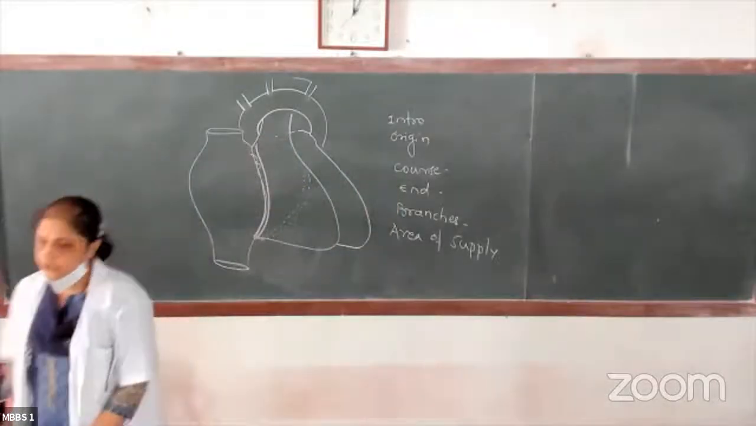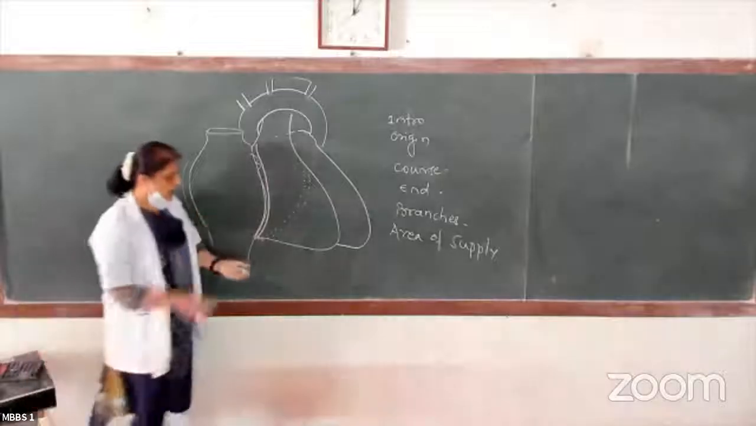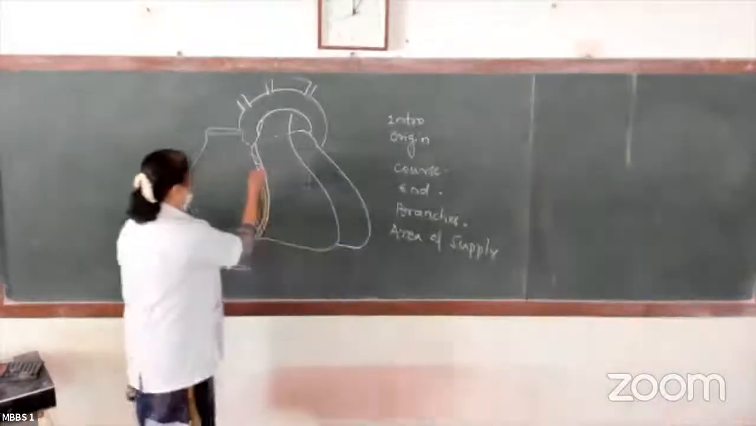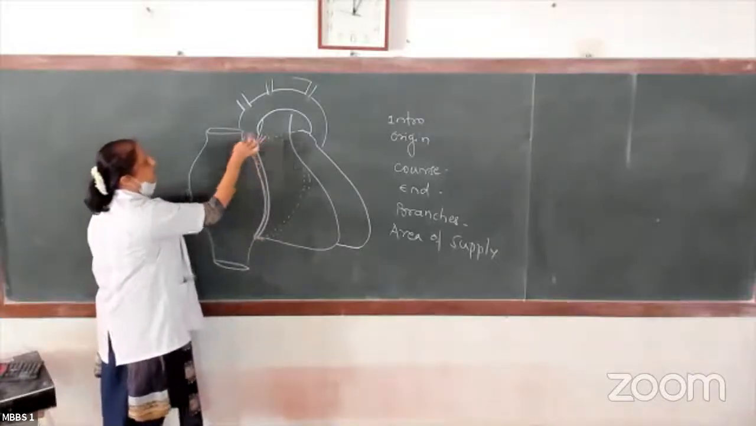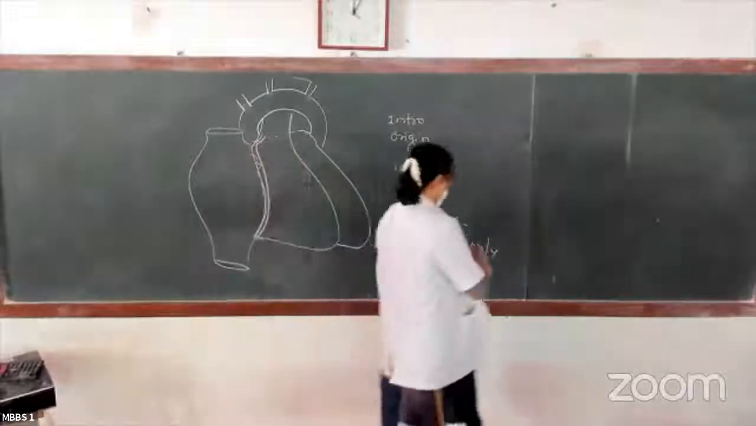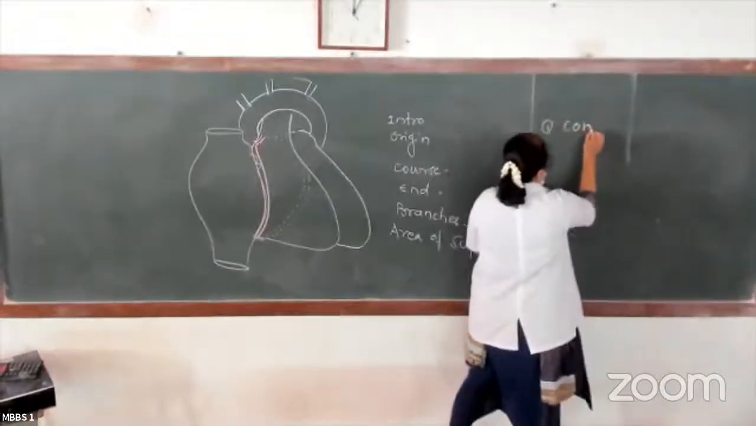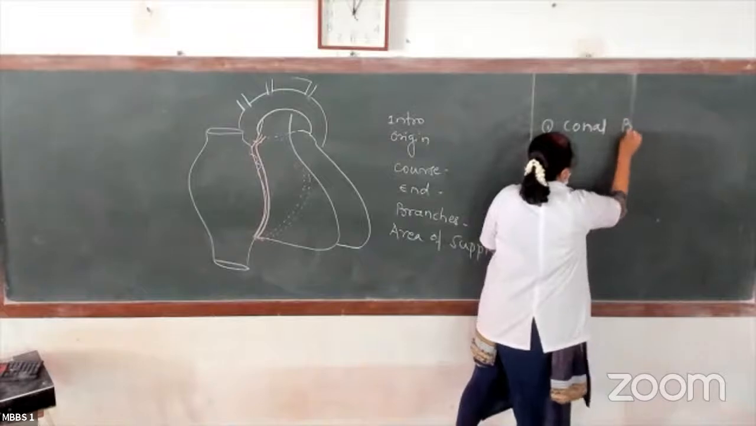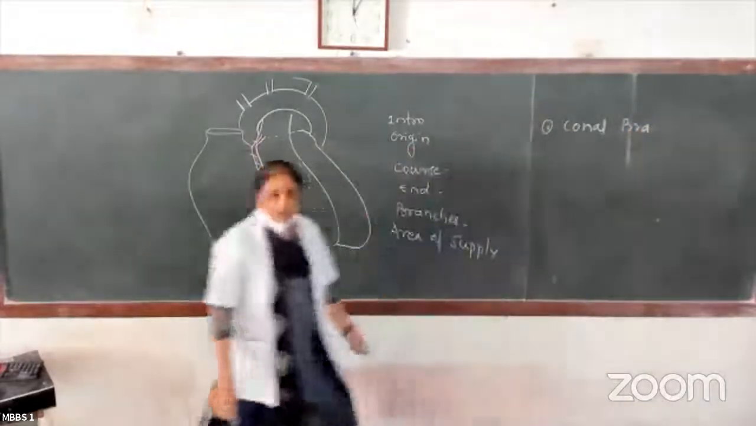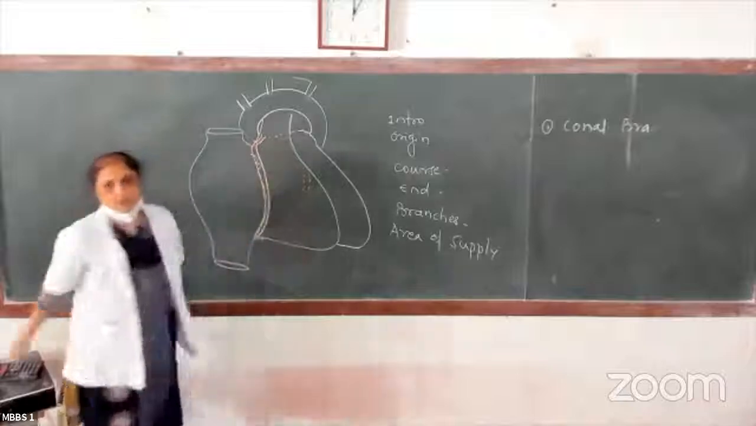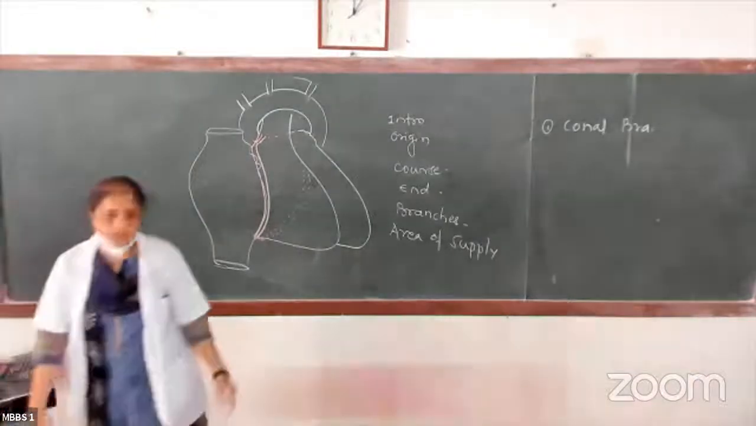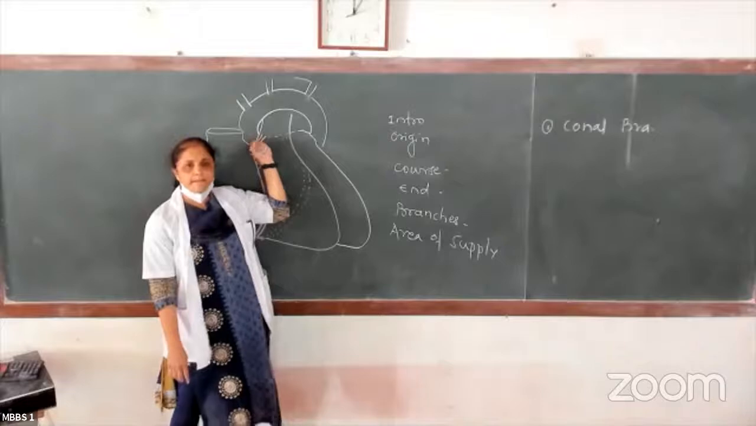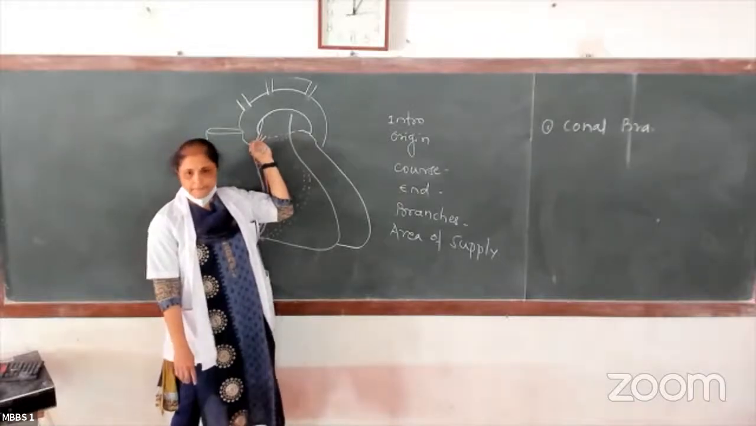Now, what are the branches of the right coronary artery? Whenever it comes passing behind the pulmonary trunk, it gives one branch to the pulmonary trunk, that is called the conal branch. It is supplying the pulmonary conus. What is the pulmonary conus? It is the narrow ascending portion of the pulmonary trunk, which is called the conus. So the conal branch is the first branch given by the right coronary.